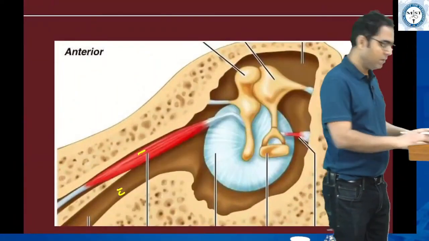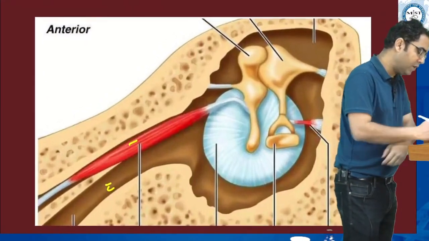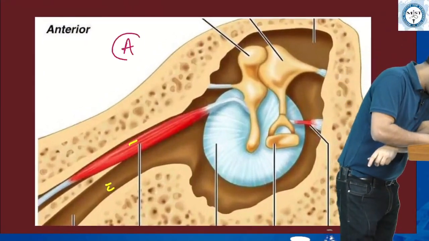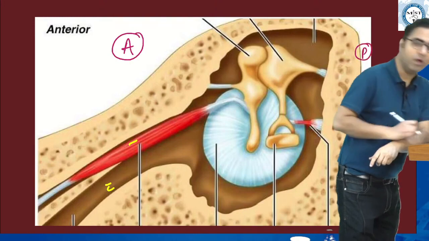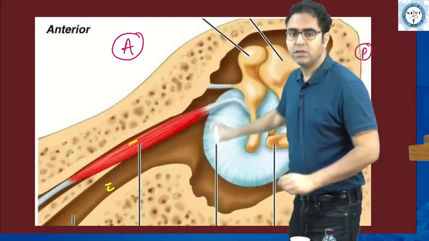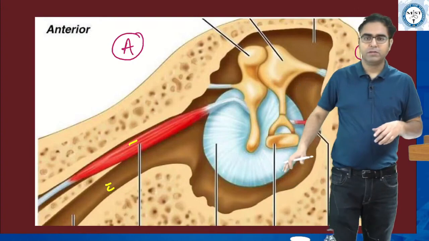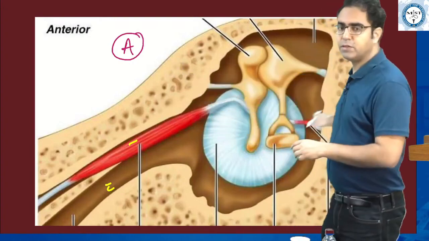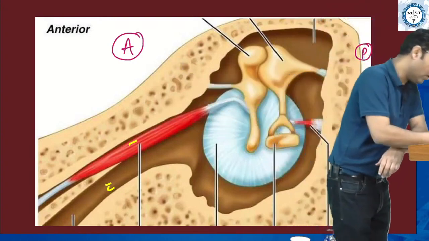Now please see, this is the anterior and posterior wall of middle ear, beta. This is the anterior wall, posterior wall. Which one? This is the anterior wall and this is the posterior wall, beta. First of all, look at the anterior wall, beta.